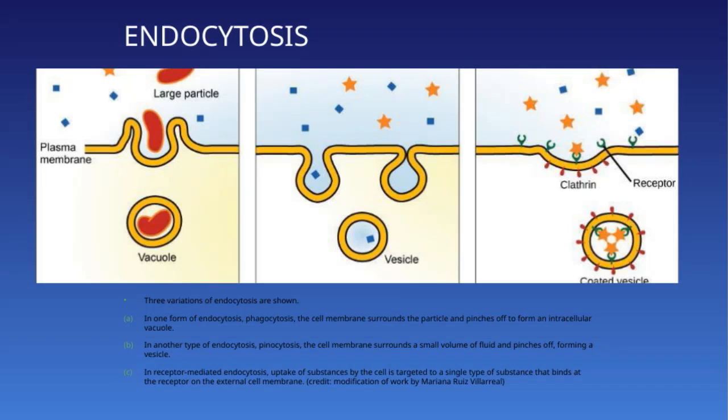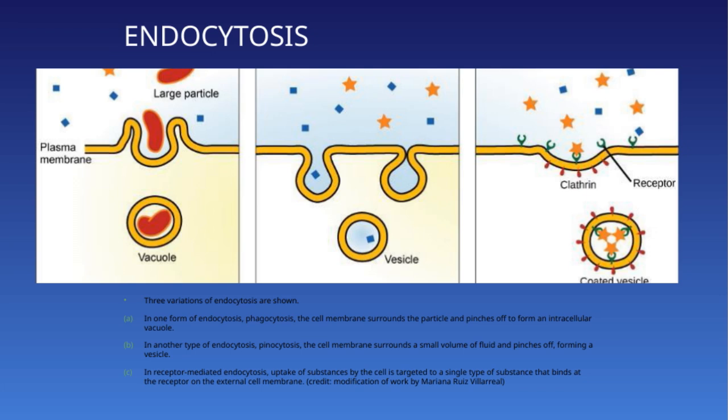Now let's look at the three main variations of endocytosis. First, we have phagocytosis, which is often called cell eating. In this process, the cell membrane wraps around a large particle, like a bacteria or debris, and then pinches off to form what's called an intracellular vacuole. This allows the cell to engulf and digest large particles.